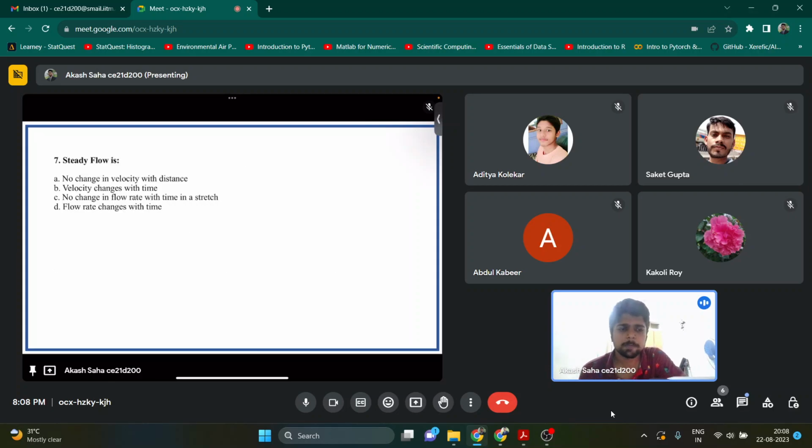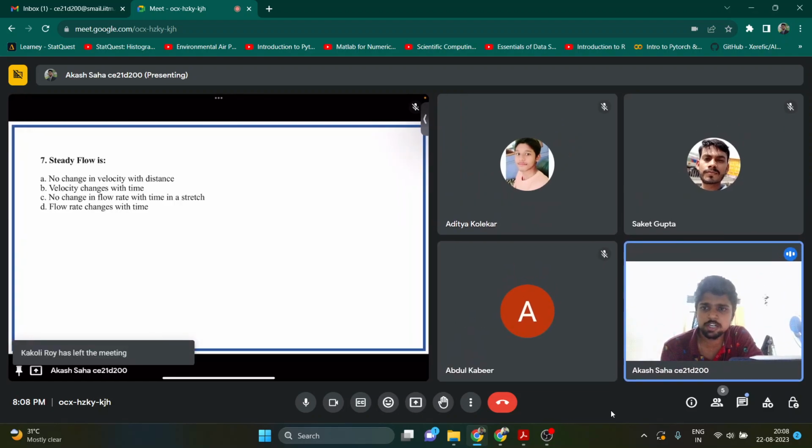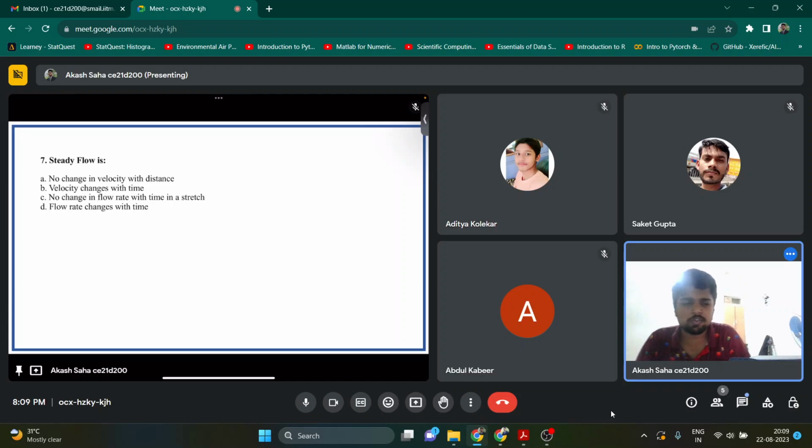Okay. The next question. Steady flow is: no change in velocity with distance; velocity changes with time; no change in flow rate with time in a stretch; flow rate changes with time. So what do you mean by steady flow? When we are saying the flow is steady, what does that mean? Whether it changes with time or with distance, or there are no changes with distance, or the flow rate changes with time, what is the correct option?